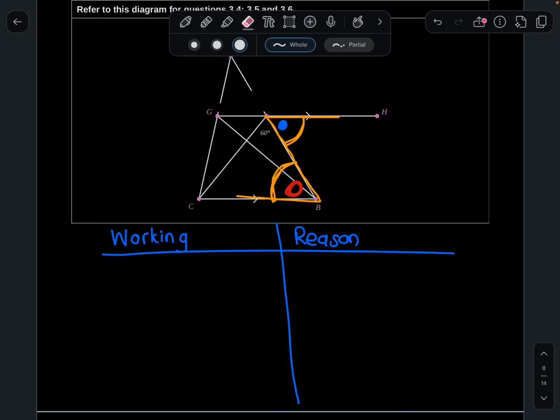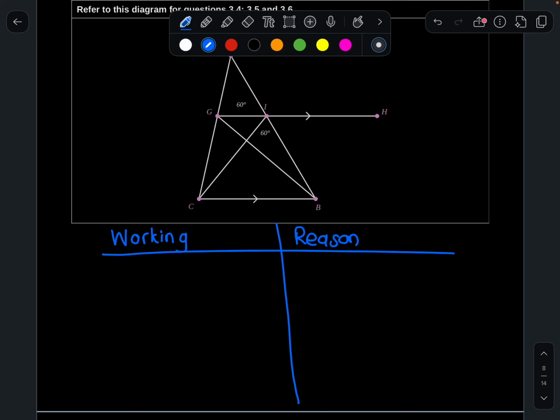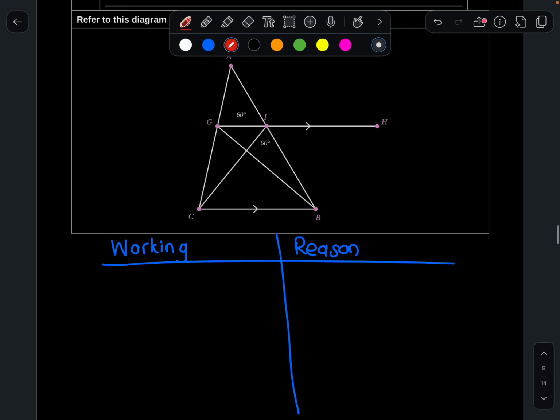So what we said for this one is, first of all, we used corresponding angles. We did like a backwards, upside down F. We said this angle in there is equal to this angle in there. So we said angle B is equal to 60 degrees because of corresponding angles. And then it's good practice to give the parallel lines. So GH is parallel to CB.